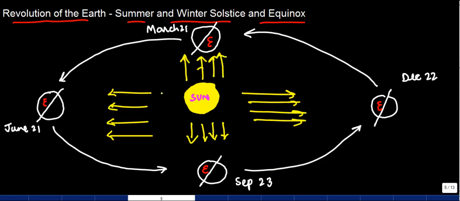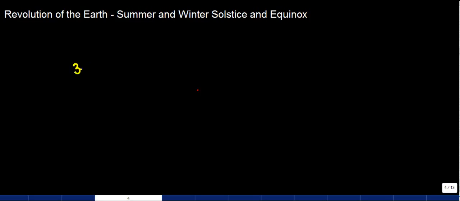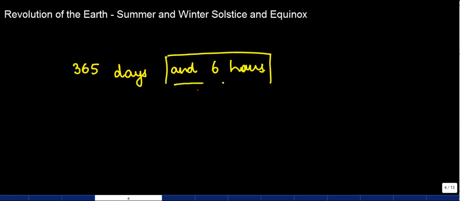So what happens is that the position of the earth on different dates is different, right? On June 21 I have taken this position, September here, December here, March 31 here. This one complete revolution by the earth is done in a period of 365 days and 6 hours. Now we tend to ignore this 6 hours and consider 365 days, and therefore we say that 1 year has 365 days, right?